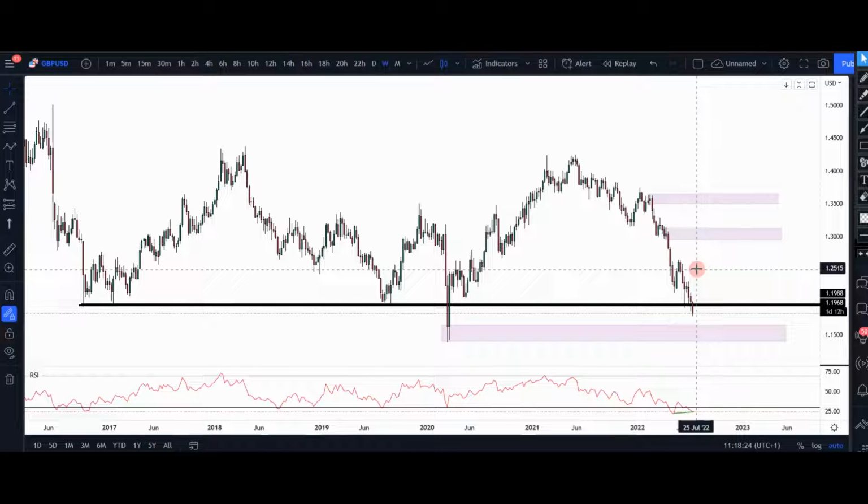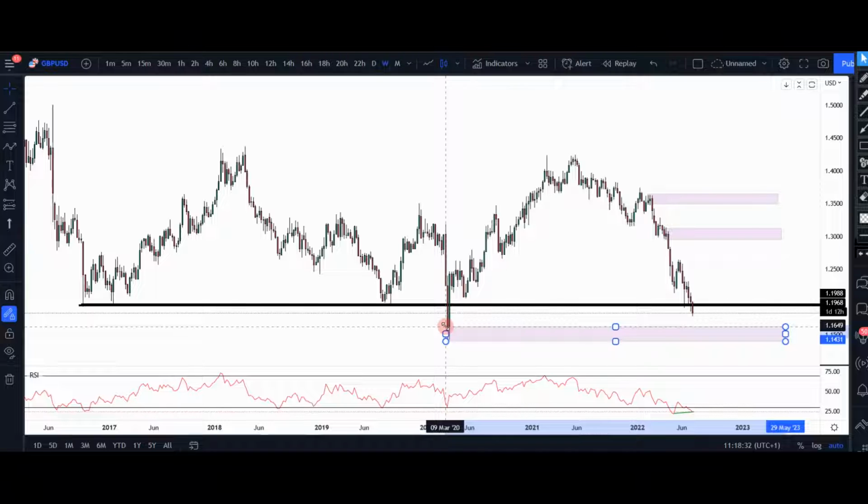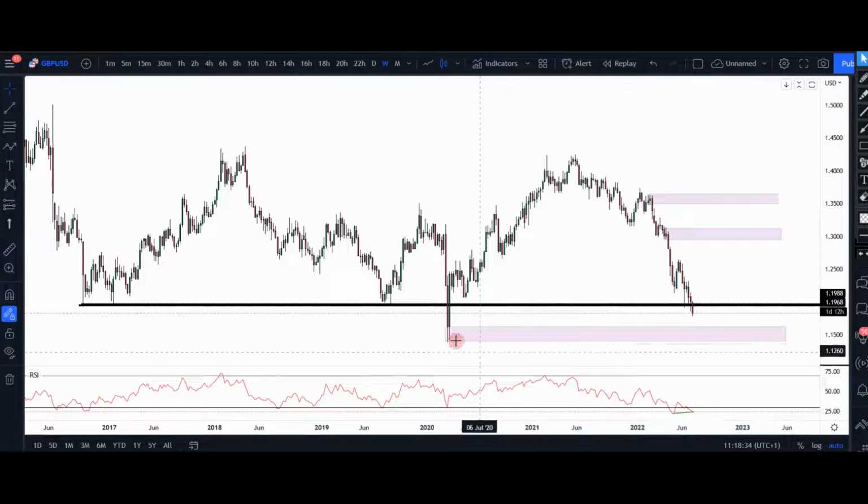I've also tried to mark up the key resistance level, and we have this key demand zone here as well. Which means that of course we might also see a further move down to this place around the 1.165 before the price pushes up. So that's going to be maybe 2 weeks of more decline before we eventually see a reversal.